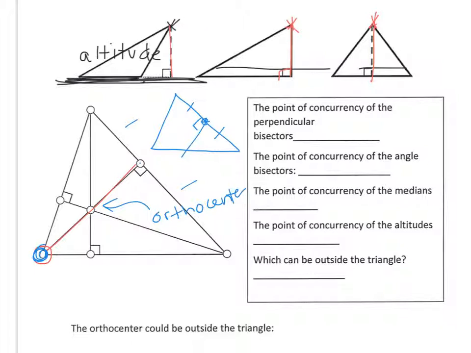So let's review. The point of concurrency of the perpendicular bisectors is called the circumcenter. The point of concurrency of the angle bisectors is the incenter. The point of concurrency of the medians is called the centroid. And the point of concurrency of the altitudes is called the orthocenter. Which can be outside the triangle? Well, the orthocenter can.